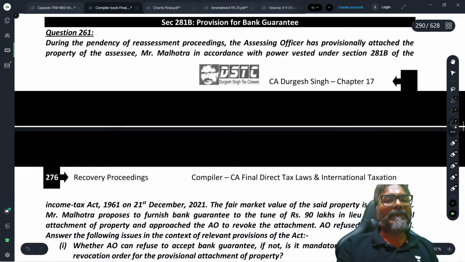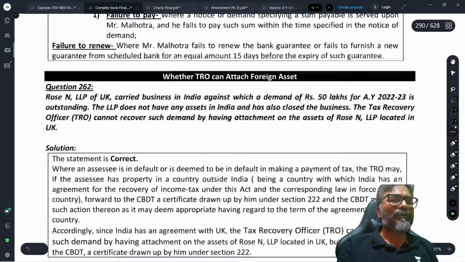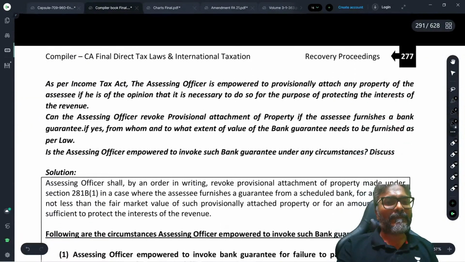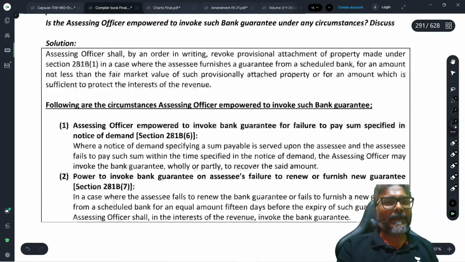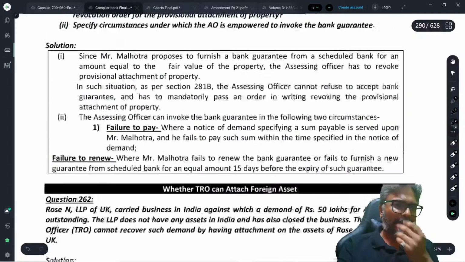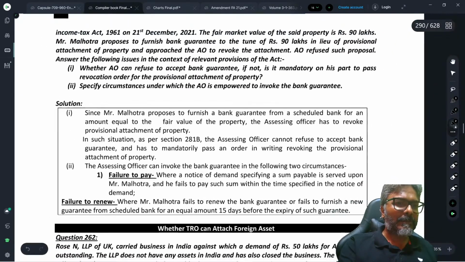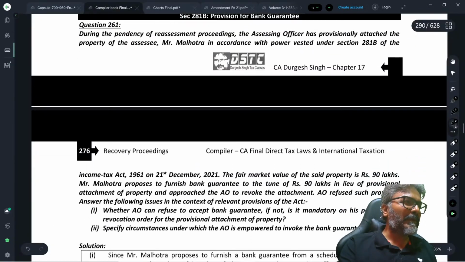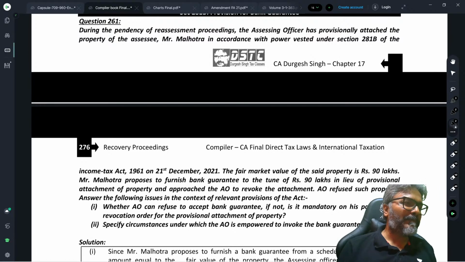Now, students, the provision for bank guarantee, we'll read this one together. It's a simple one. So, last two questions, students, and then we are done. In fact, we'll do these two questions. Let me see. Students, you will read this question and then we'll do the next two questions, and we are about to complete this topic. We'll be done with this. Question 261, quickly. Please read this one.